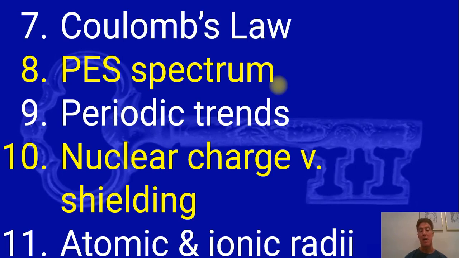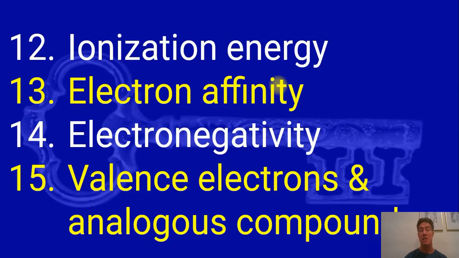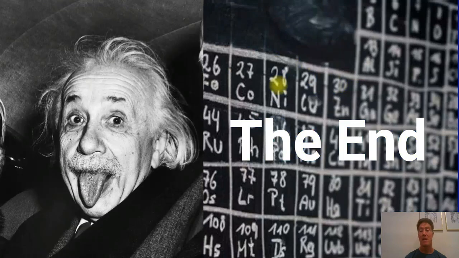how atomic and ionic radii decrease when we go left to right, how ionization energy increases as we go left to right, how electron affinity increases left to right, how electronegativity increases as we go left to right, and how valence electrons create analogous compounds.